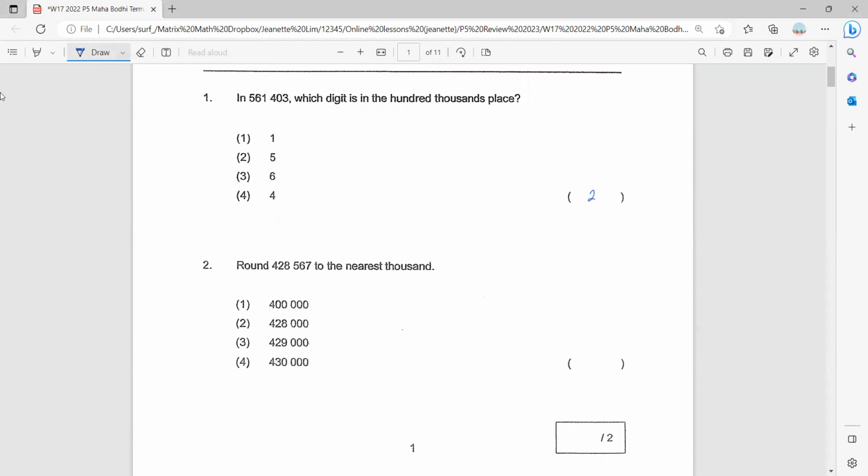Round 428,567 to the nearest 1,000. Okay, so if you want to round it to the nearest 1,000, the 1,000s place is 8. You have to see what is behind. This is a 5. So do we round it up or round it down? So 5 and above you round up. So it's 429,000. So option 3.